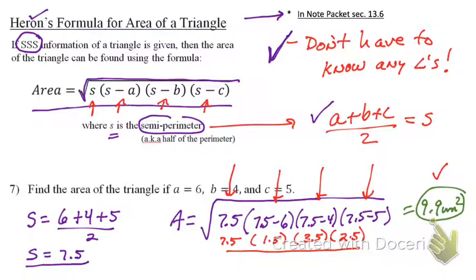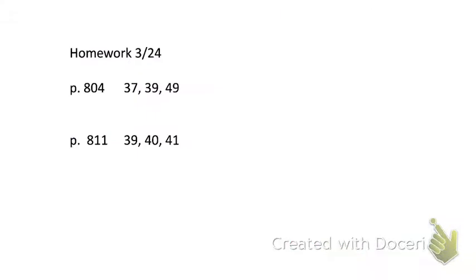So those are your 2 area formulas for side angle side situation and side situation. Your homework for today is out of the textbook. Here they are, page 804, 3 problems, 37, 39, 40, and page 811, 39, 40, 41.